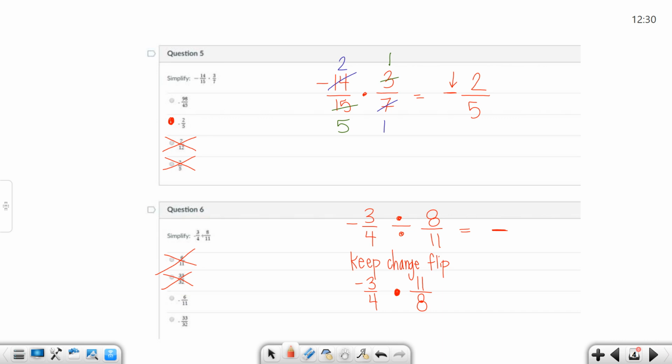Now I don't see anything in the top that would simplify with anything in the bottom. So 3 times 11 would be 33. It's going to be a negative result. And 4 times 8 is going to be 32. -33/32. And that's how it would look.